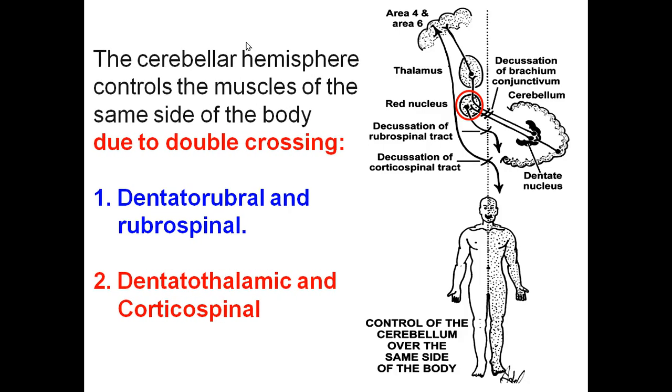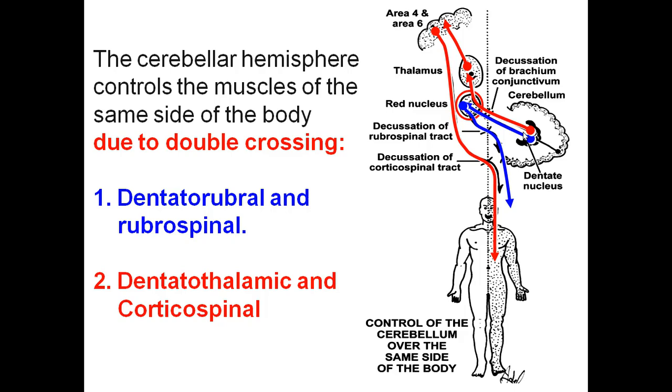Actually, the cerebellar hemisphere controls the muscles of the same side of the body due to double crossing. The first crossing is dentatorubral. The second crossing is rubrospinal. So it controls the same side. Another double crossing: dentatothalamic, then thalamocortical, then corticospinal. So the cerebellar hemisphere controls the muscles of the same side of the body through double crossings.